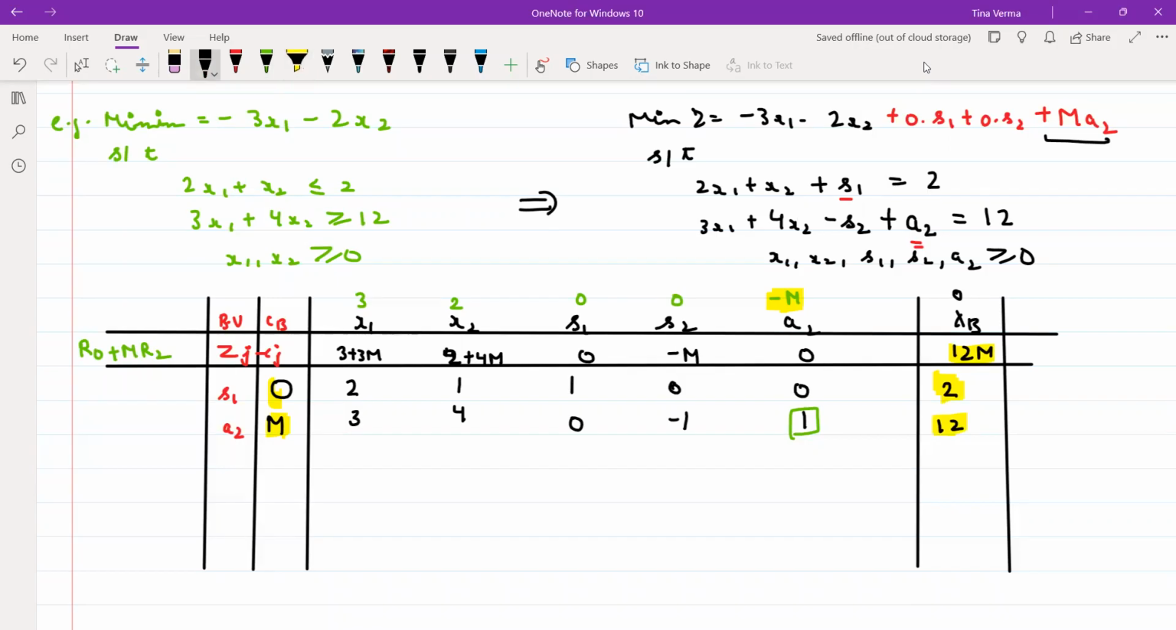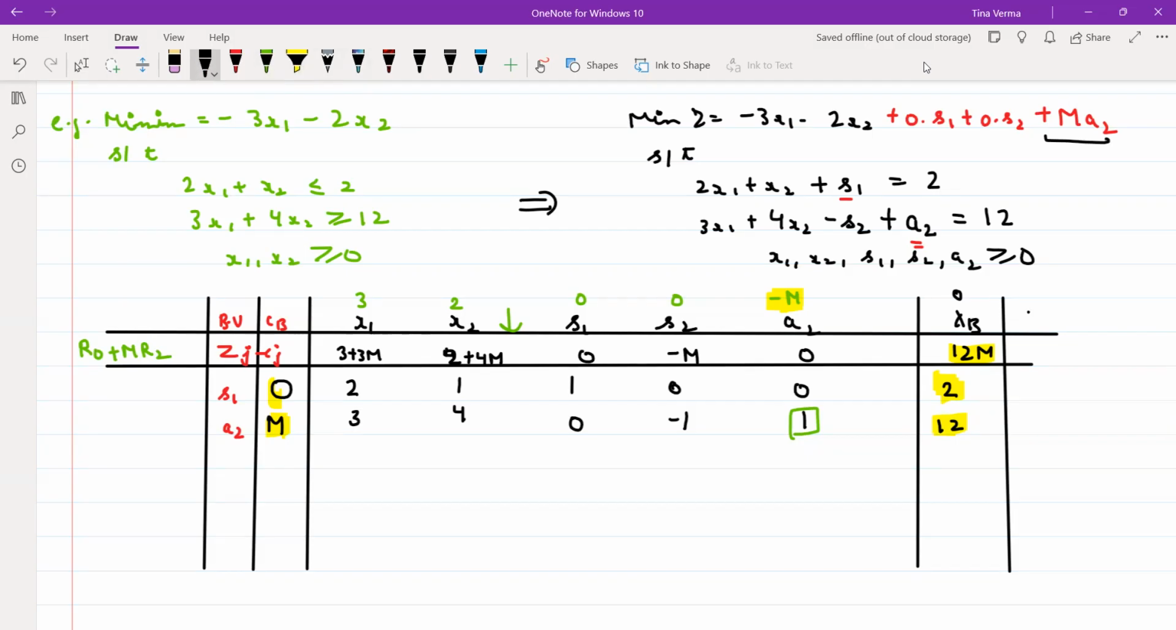Now, this is your minimization case, right? So if this is minimization, you can stop your iteration only when your Zj minus Cj are all less than or equal to 0, right? If you give a large value, that means you cannot stop over here. So this will be your entering variable because this is 4002 and it is 3002 if I am giving M as 1000. So this is entering.